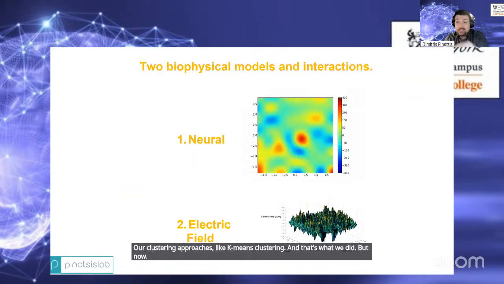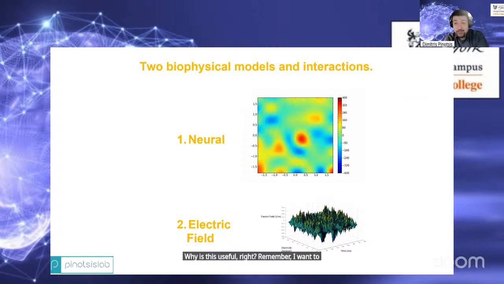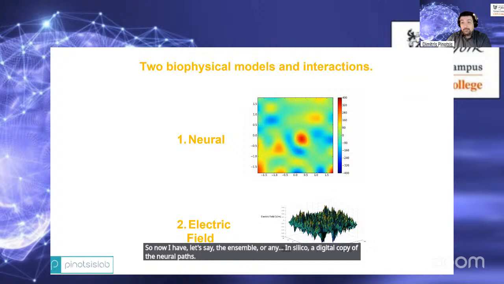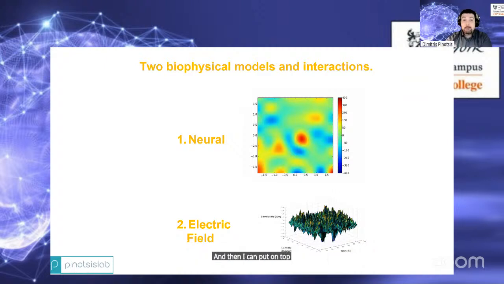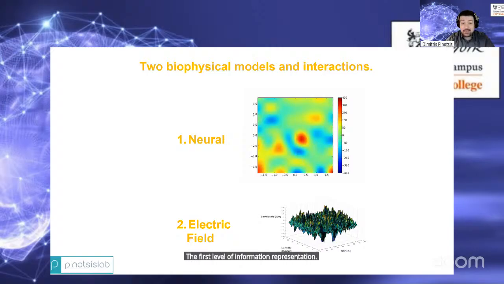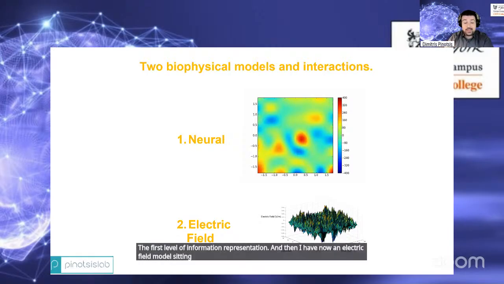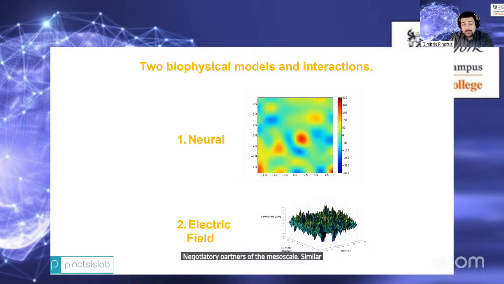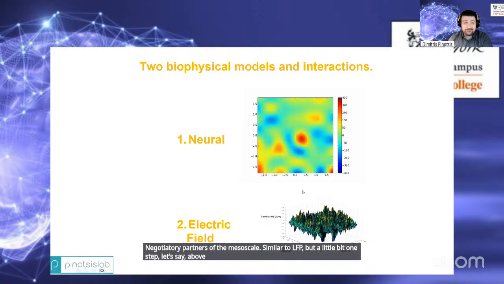But now, why is this useful? Remember, I want to talk about electric fields. So now I have an ensemble, an in silico, digital copy of the neural paths, and then I can put on top an electric field model. So I will have two models now. I have the neural field model that describes spiking activity, the first level of information representation. And then I have the electric field model sitting on top that describes the projection of spiking to mesoscale patterns of neural activity. It's like oscillatory patterns at the mesoscale, similar to LFP, but one step, let's say, above the LFP.